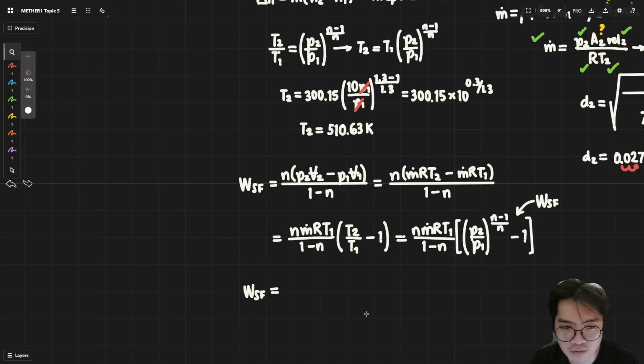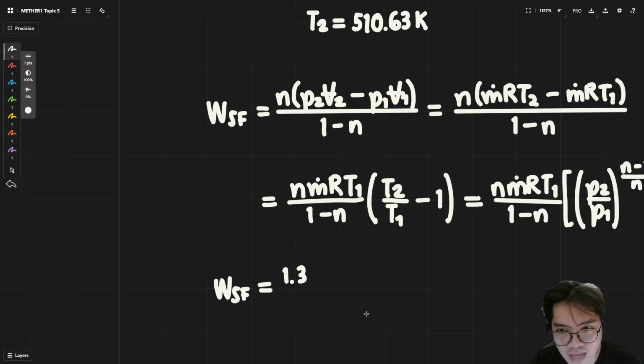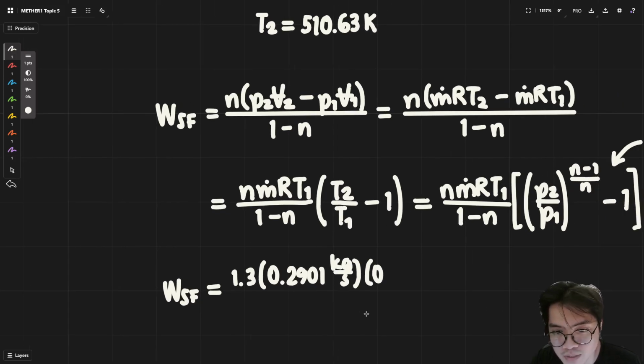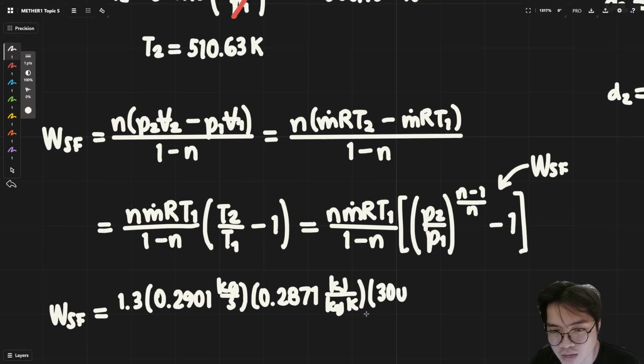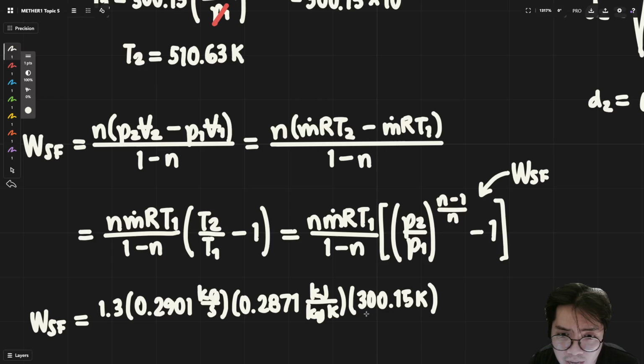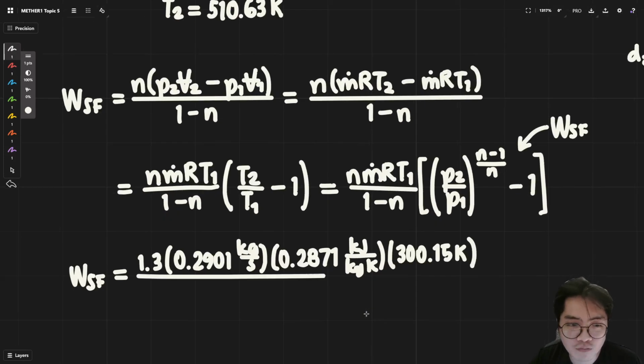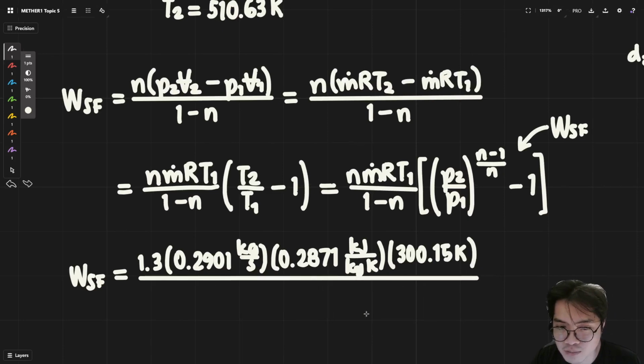Right? Let's try it out. We will have 1.3 times your m dot, which is 0.2901 kilograms per second. And then your R is going to be 0.2871 kilojoule per kilogram Kelvin. And then your T1 in here is going to be 300.15 Kelvin. Again, notice that we are looking here at absolute values, because we are dealing with ideal gases in the first place.